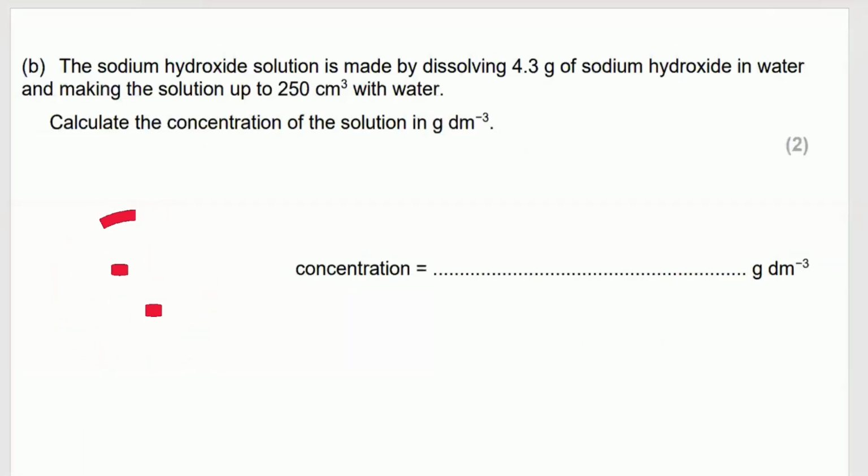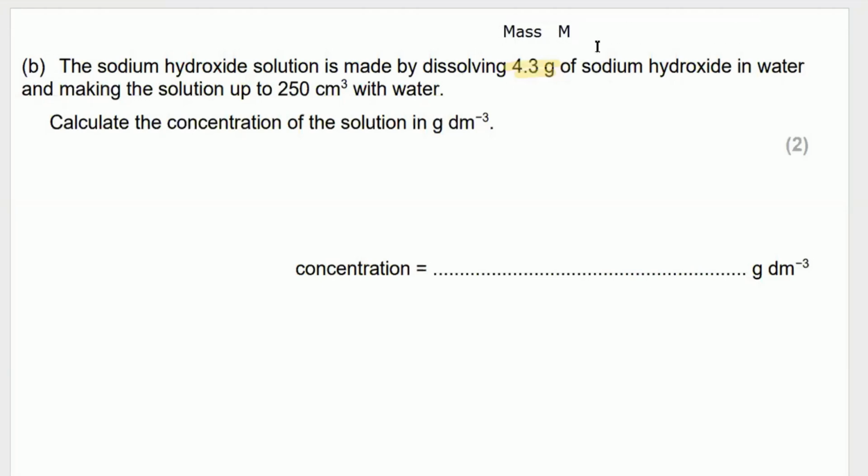Okay, this next question is very similar to the last one. So pause the video now and have a go at it, and then watch the walkthrough. Okay, here we go. The sodium hydroxide solution is made by dissolving 4.3 g of sodium hydroxide in water and making the solution up to 250 cm³.